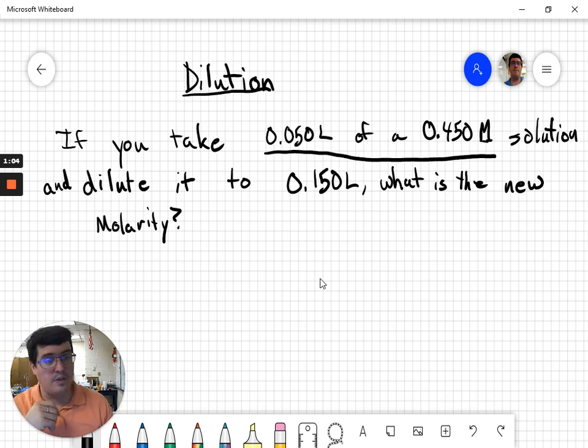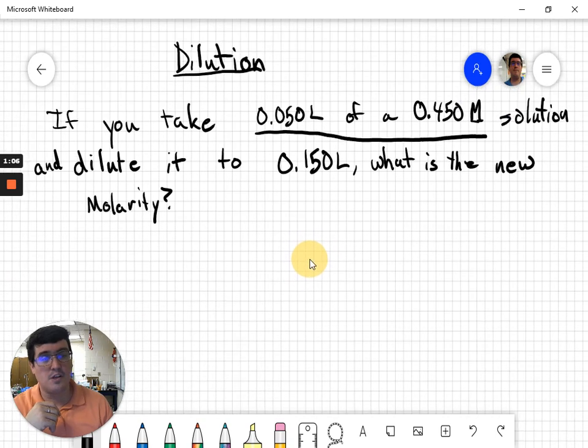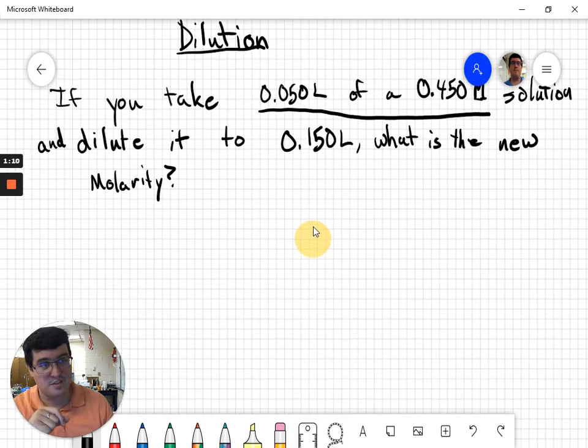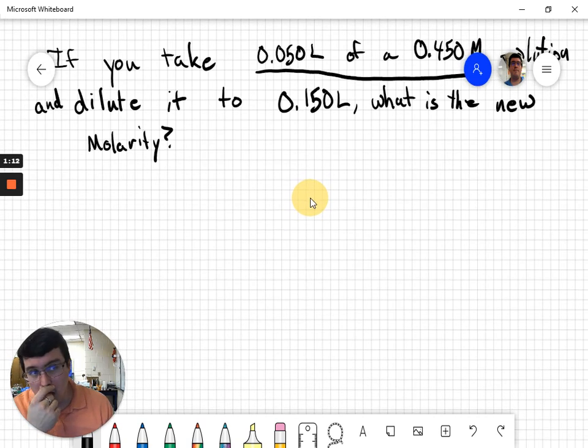Now, to do that, we use a very specific equation. Pause here if you need to write this down because it's about to scroll away. We're going to use this equation a lot in chemistry, for the rest of the semester. I call it the dilution equation because it's the first time we use it. Lots of people have lots of different names for it. Some people call it the titration equation. And there are a couple of different ways to write it.